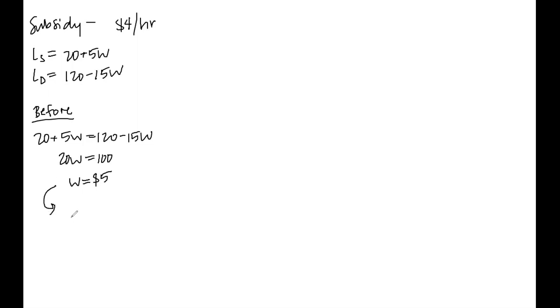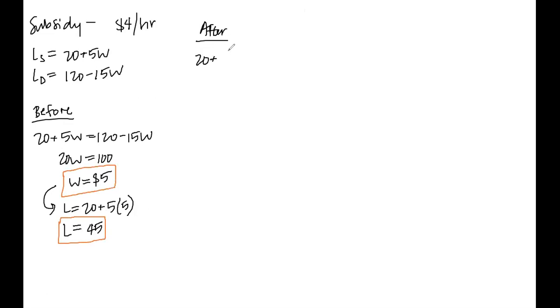Plugging that back into either equation, I'm going to use the first one. We have equilibrium labor equal to 20 plus 5 times the equilibrium wage of 5. So 20 plus 25 gives us 45. So that is the equilibrium wage and labor before this payroll subsidy. And then they ask us to calculate after. Thinking about after, you can set it up the same way so far. Labor supply is going to be 20 plus 5W.